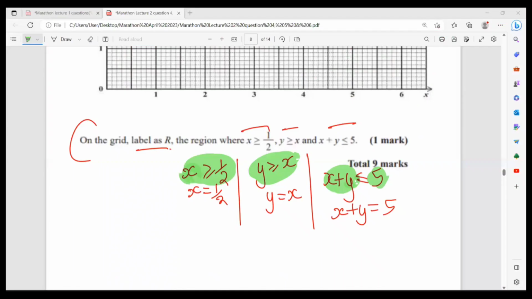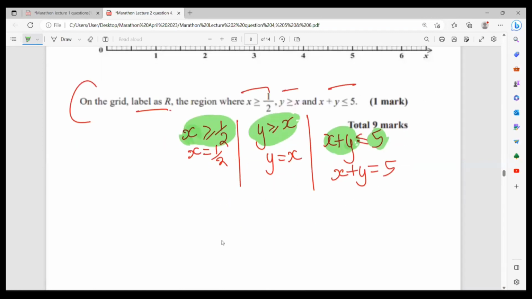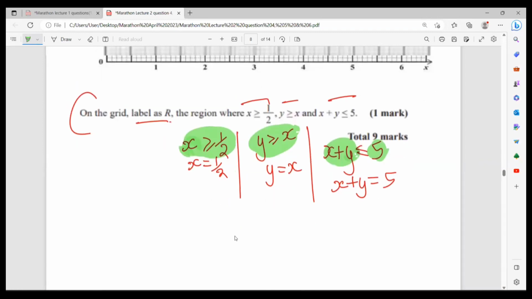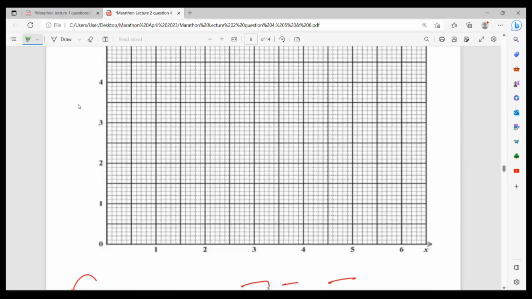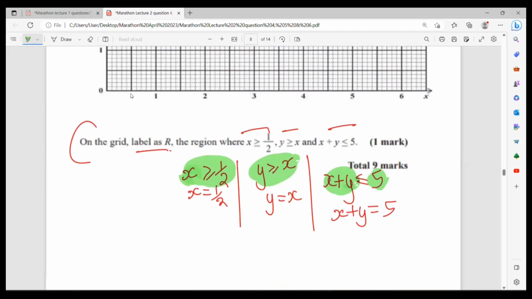Look at the question. It says, on the grid, label as R the region where x is greater than a half, y is greater than that, and x plus y is less than that. And you notice it's a 1 mark question. It's nothing big really, but you would have had the graph already. They get 3 marks to draw the lines already. And now they're giving you another mark to understand where all of them are saying the same thing.